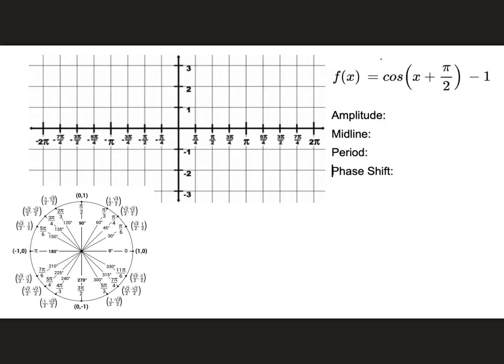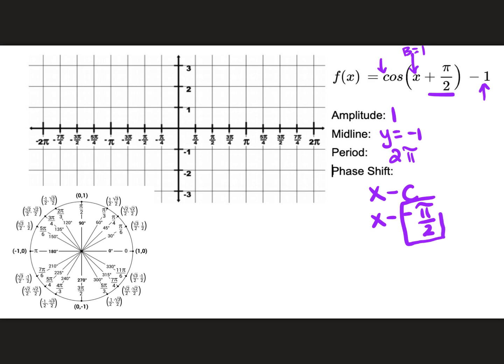Okay, for our last example, we have the amplitude of 1. This time we have a midline at negative 1. There is no b because it's an invisible 1 there, so no change to the period. And we do have a phase shift because we have something added or subtracted from x. So our parent function has x minus c, so that is x minus a negative pi over 2 sitting there. So this is going to move it to the left.